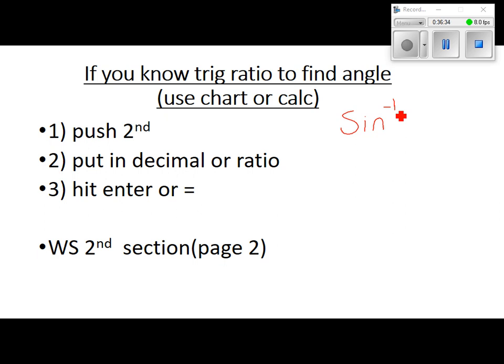So all we're going to do on that second page, you push the second button. Can everybody find the second button on their calculator? You've got to push it first. Now, Gentry, on the other calculator, you put in the number first, then hit the second, then the sine. So the first two are switched around. So you hit the second button, then you put in the decimal or the ratio, whether it's a fraction or a decimal, then you hit equals, and it tells you the angle measure.